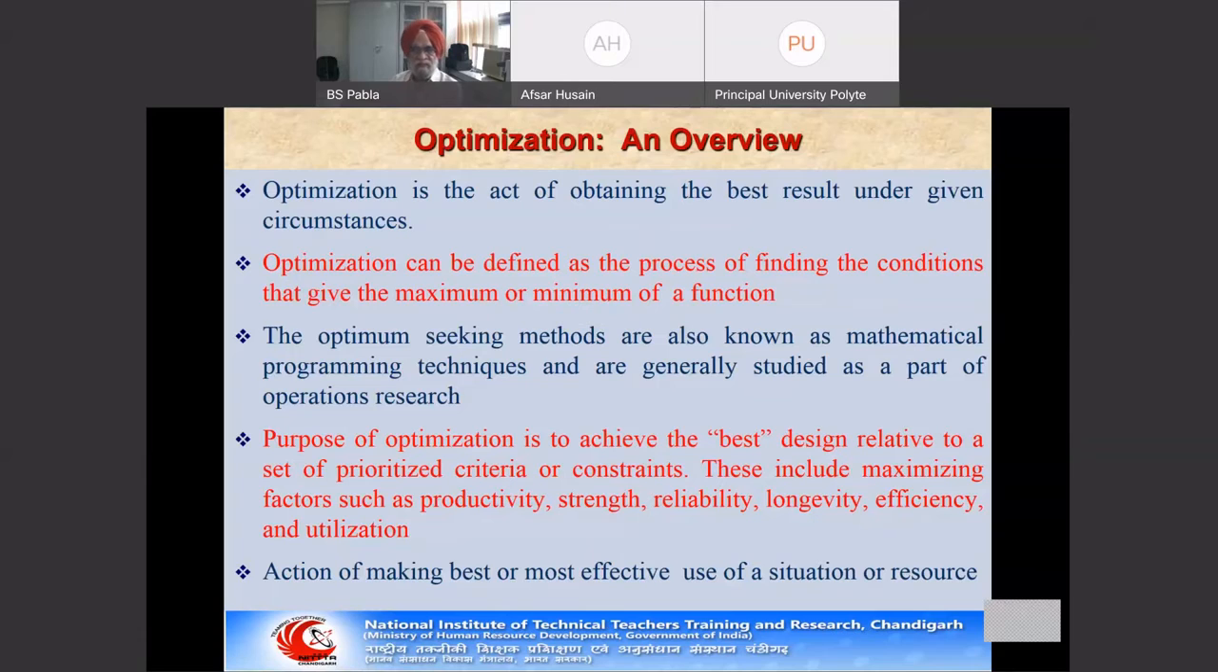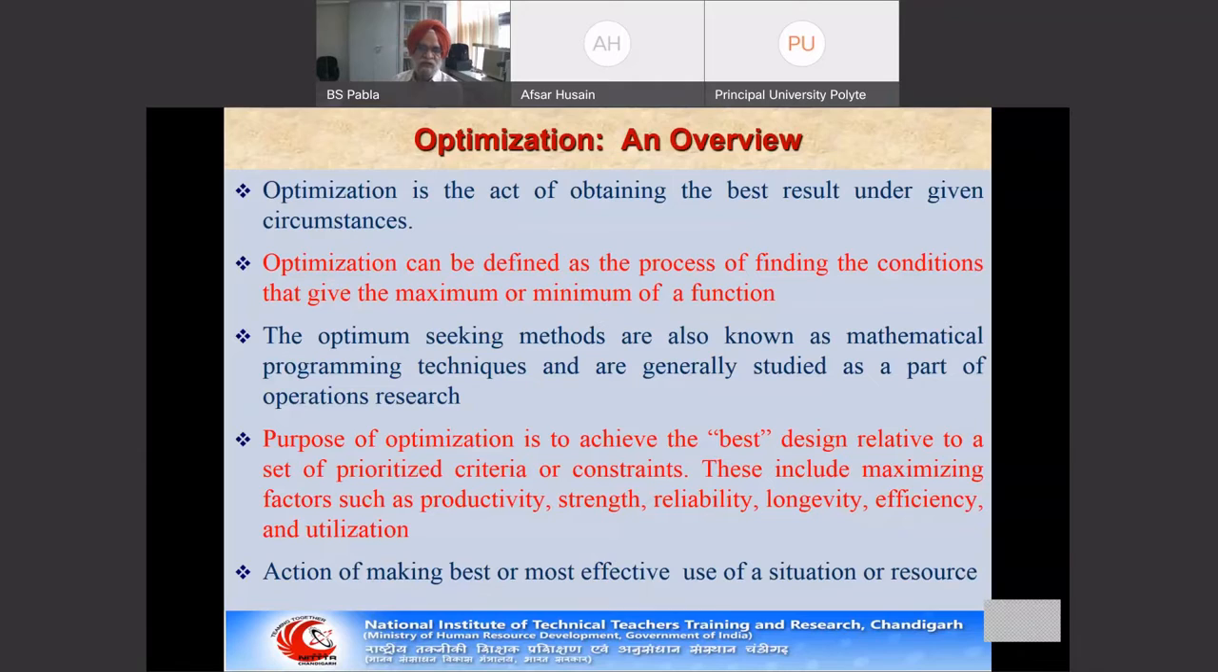The majority of the techniques are based on mathematical programming or basic calculus, and there are other techniques which do not depend on this. The purpose of optimization is to achieve the best design relative to a set of prioritized criteria or constraints. We do have constraints. We do not have money. We do not have raw material. That is a constraint.